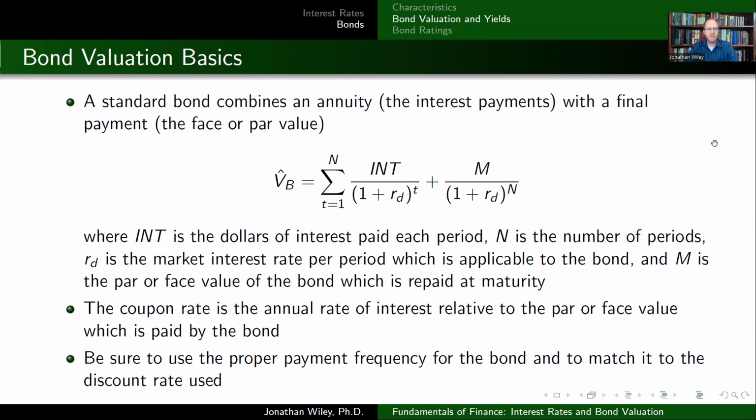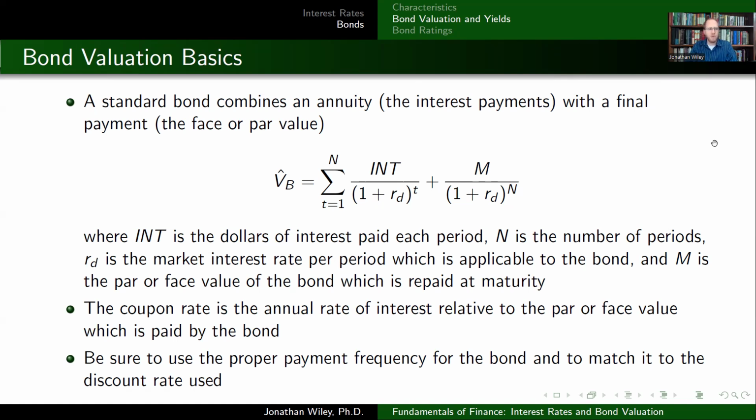Basically, with a typical bond, you get interest payments every so often. And then at the end of the bond, you get the par value, if you're the investor. So you get interest payments every so often, then you get the par value or principal amount back at the end, and those are the cash flows associated with the bond.